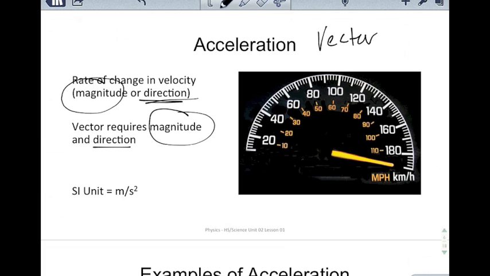In other words, it has to have a number, like let's say 5 meters per second squared, but it also has to have a direction like east, or positive, or negative, or some sort of indication of what direction it's going. The SI units for acceleration are meters per second squared, and that makes sense with acceleration being a rate of change in velocity.